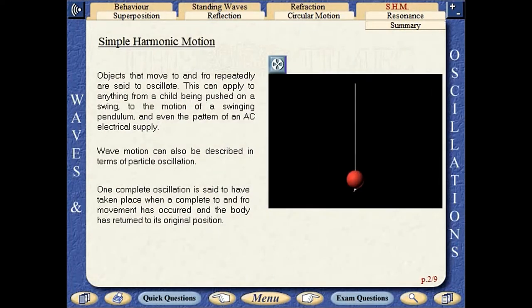Objects that move to and fro are said to oscillate. This can apply to anything from a child being pushed on a swing to the motion of a swinging pendulum, and even the pattern of an AC electrical supply. Wave motion can also be described in terms of particle oscillation. One complete oscillation is said to have taken place when a complete to and fro movement has occurred and the body has returned to its original position.